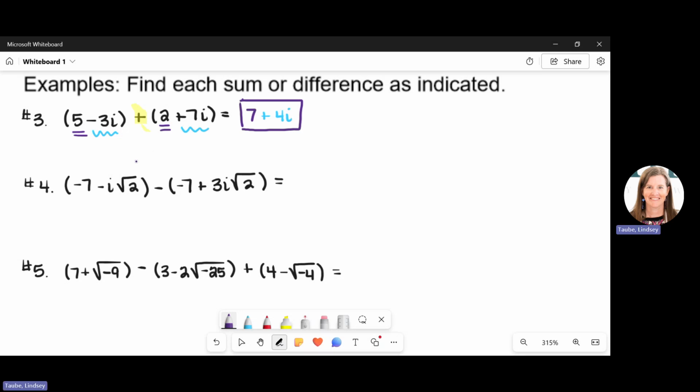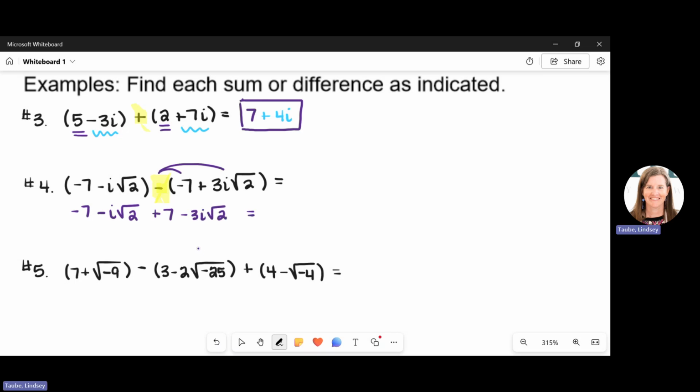Number 4, we have the complex number negative 7 minus i radical 2 minus the complex number negative 7 plus 3i radical 2. Notice this time we have a minus sign between our complex numbers, which means we do have to distribute that through our parentheses. So we would end up with negative 7 minus i radical 2. And then negative times negative 7 when I distribute is positive 7, and negative times 3i radical 2 would be negative 3i radical 2.